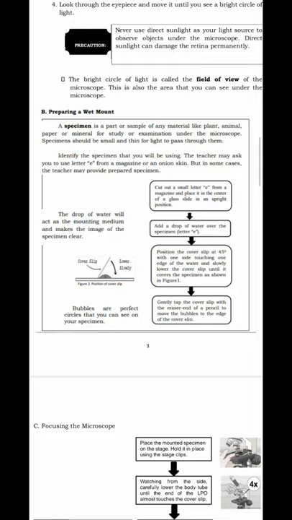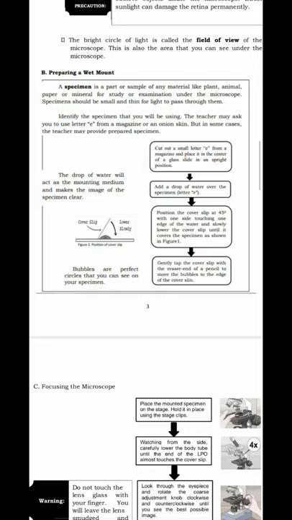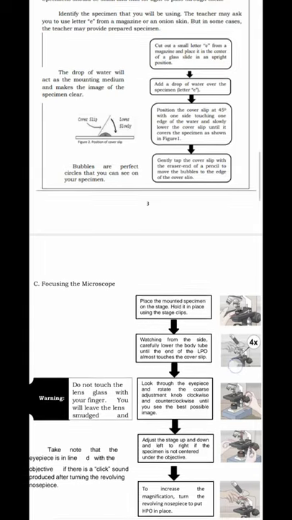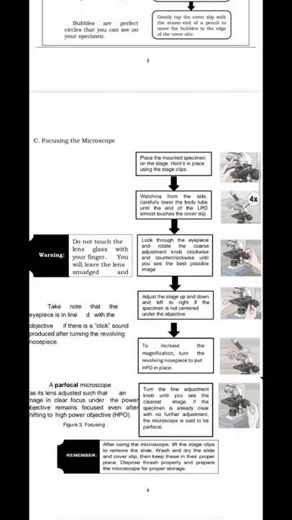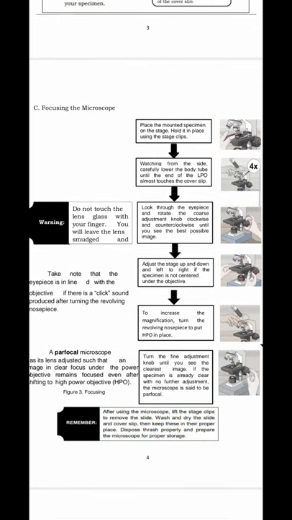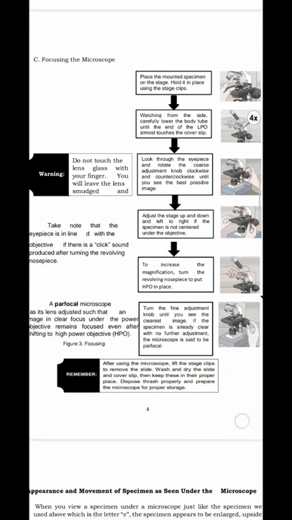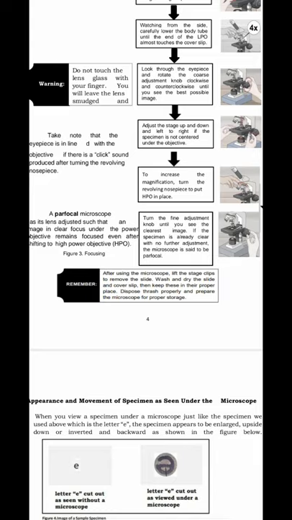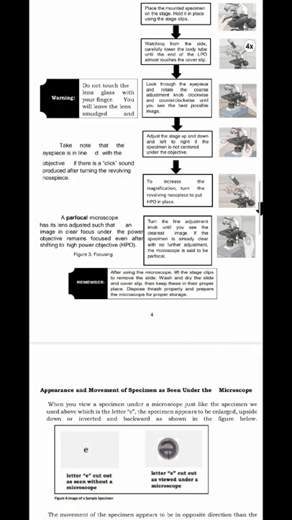But in some cases, the teacher may provide prepared specimens, so this needs hands-on, but you cannot perform it again. So you will just read and understand it. Do not perform. Next is letter C, focusing the microscope. There are instructions here on how to focus the microscope. Just read and understand them. The main point here is, what is a parfocal microscope? A parfocal microscope has its lens adjusted such that an image in clear focus under the low power objective remains focused even after shifting to the high power objective, or the HPO.